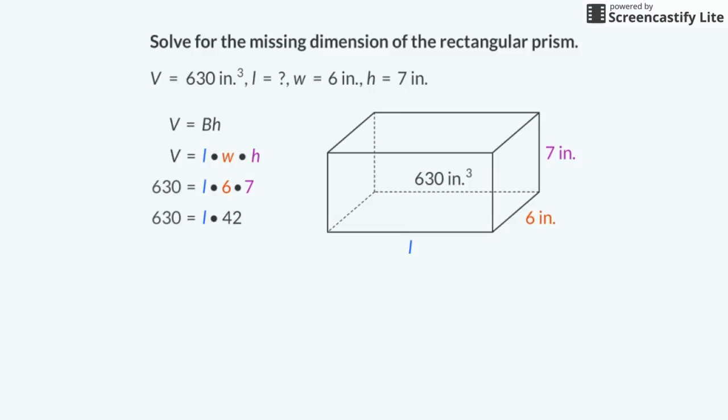First, I multiply 6 times 7 to get 42. So now I have 630 is equal to L times 42. I know that I want to isolate the variable L, so I'm going to divide each side of the equation by 42. 630 divided by 42 is equal to 15. The dimensions are in inches, so my length is 15 inches.